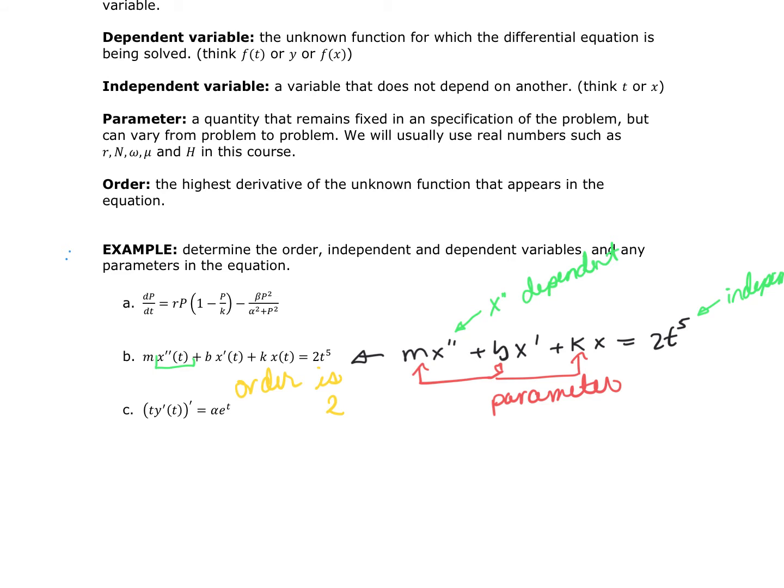Just making sure, is x double prime the only dependent variable, or are x double prime, x prime, and x all dependent? That's a really good question. So the dependent is actually, this is my dependent: my x of t is my dependent, and the other ones are just primes thereof. Okay, that makes sense. What other kind of questions can I help you with on this?